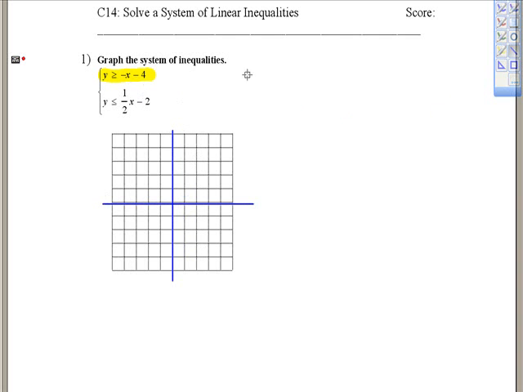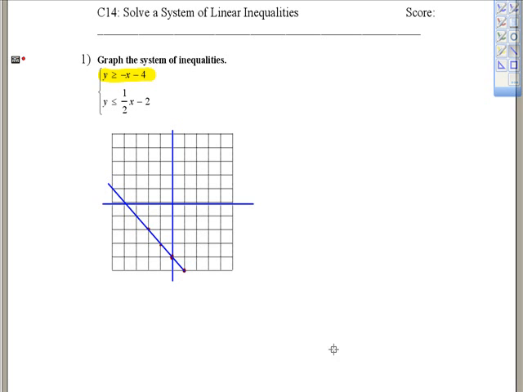So this one says I basically want to start at negative 4. So that's down here: 1, 2, 3, 4. And then I have a slope of negative 1, which means I'm going to fall 1 and run 1. So the line's going to go this direction, along these coordinates in here, slope of negative 1. So I'm going to go ahead and draw that line in. It's a solid line because of the "or equals." So that line's in there.